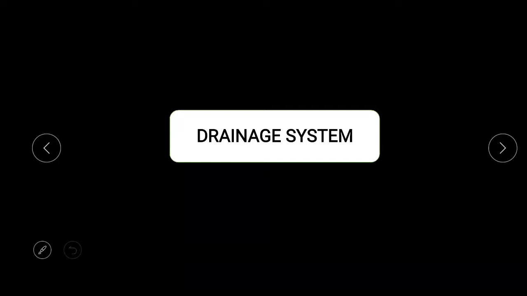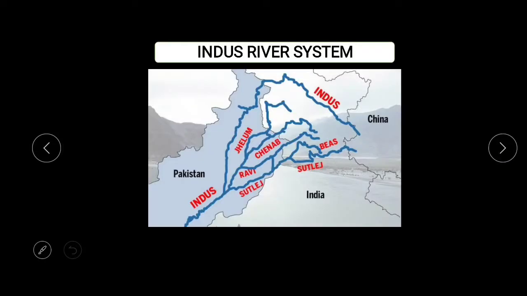Now moving on, we'll be discussing the drainage system of India. Firstly, we'll be discussing the Himalayan rivers. The Himalayan rivers have three kinds of river systems: the Indus system, the Ganga system and the Brahmaputra system. We will be looking into them one by one. The first is the Indus river system.